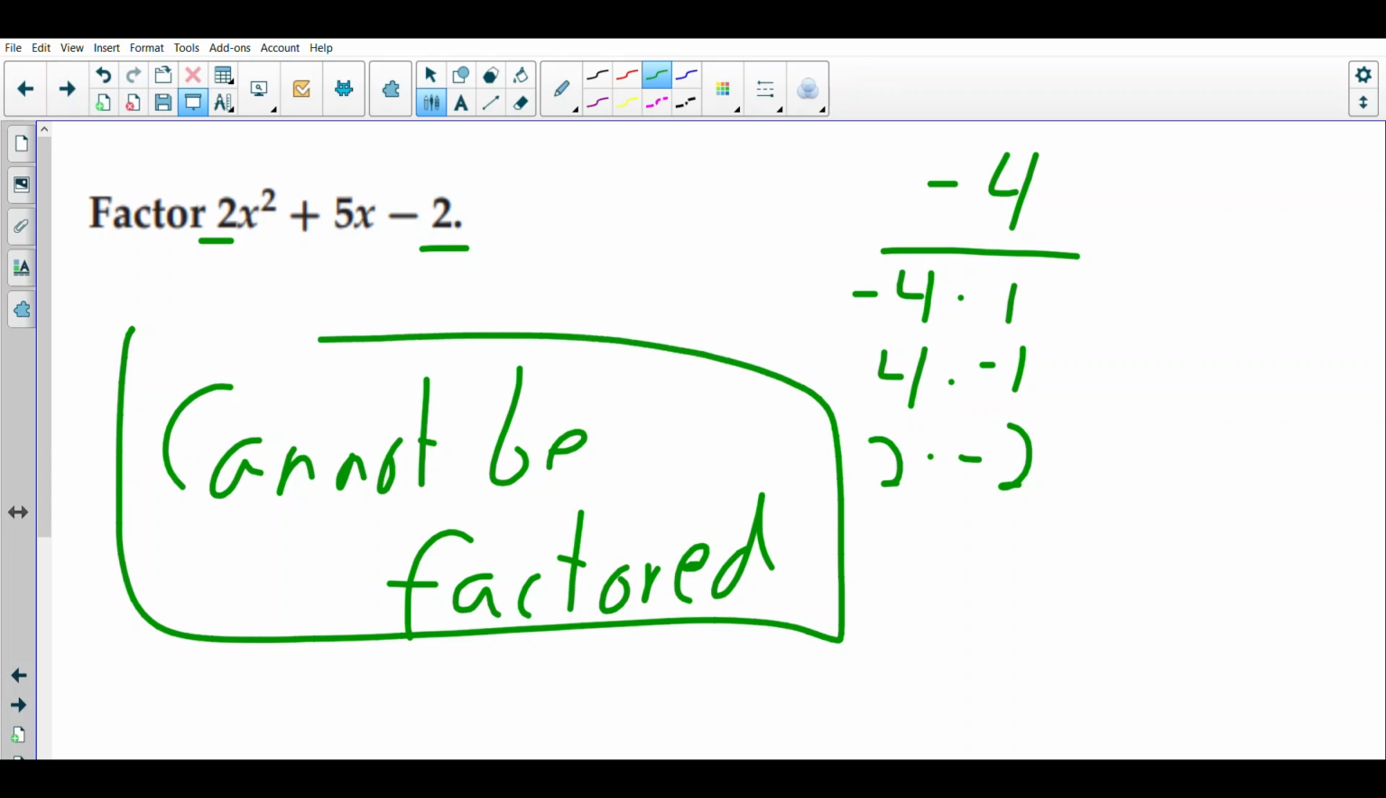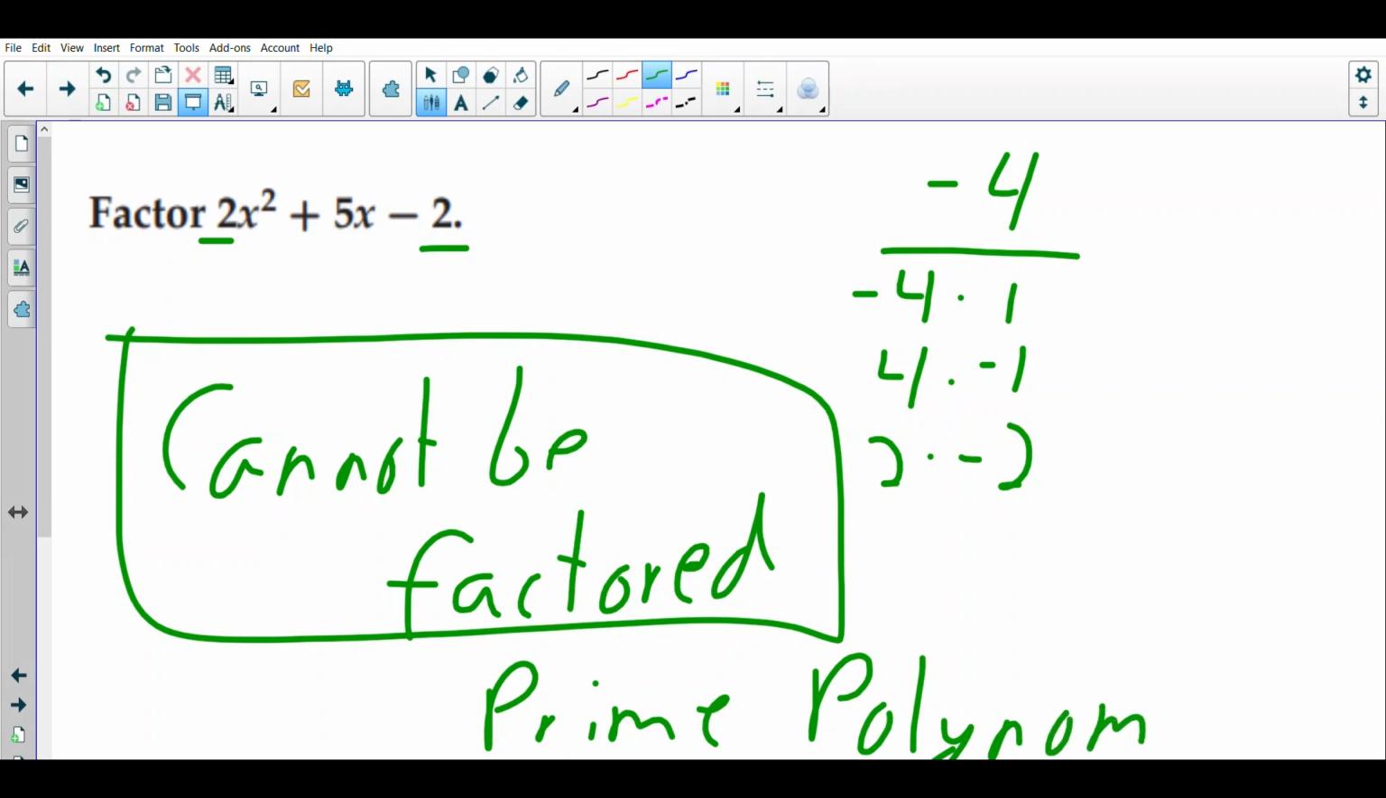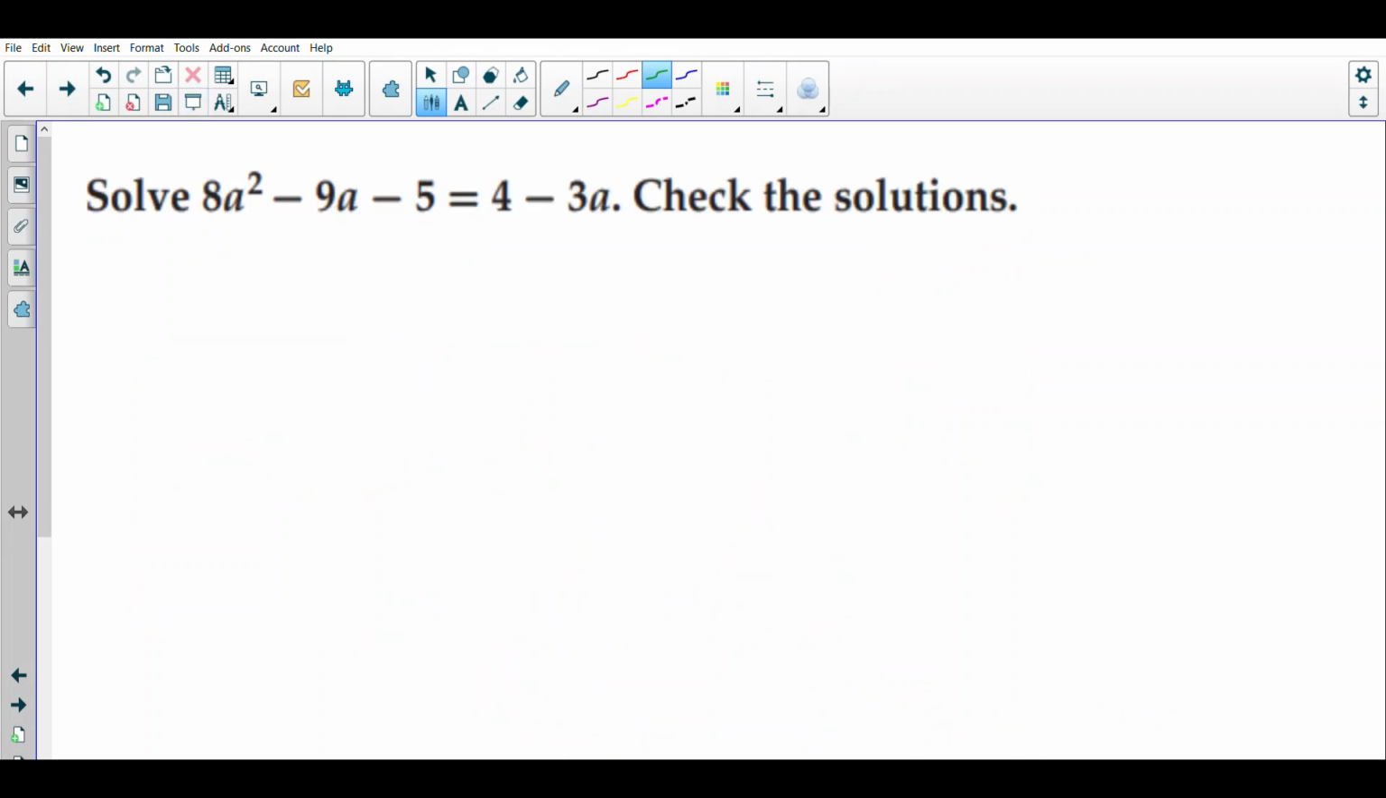There's nothing wrong with those terms. Those pop up all the time. And if you can't find a multiple that adds up, well, you just move on and say, well, we're done. This is called a prime polynomial. Okay, it cannot be factored. It's okay. All right, so now we're just going to take what we learned, and we're just going to learn to solve.